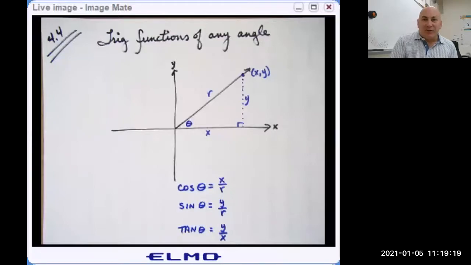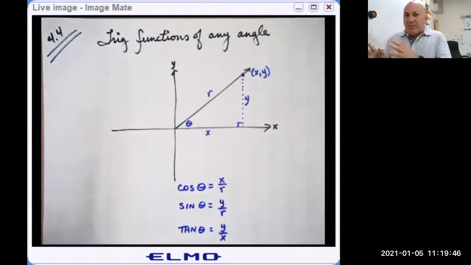Hello, pre-calculus students. In our last lesson, we learned how to find trig ratios of angles on a right triangle, which means that since one angle on the triangle was 90 degrees, the other two angles both had to be acute angles. But we know that there are angles larger than 90 degrees. So how do we find trig ratios for those?